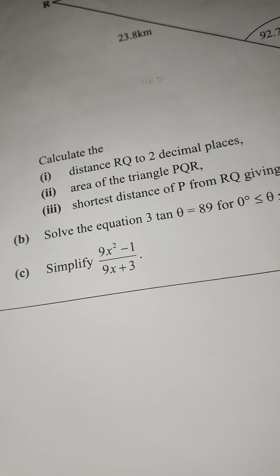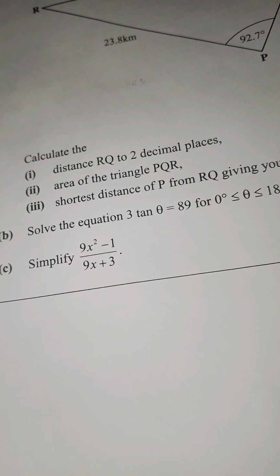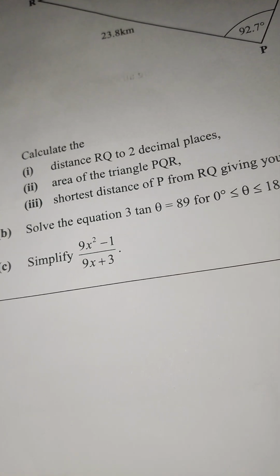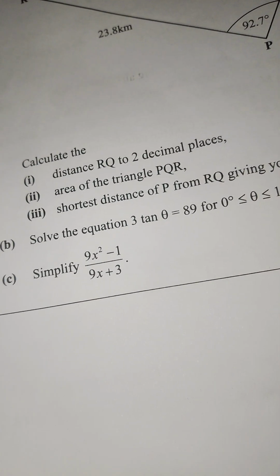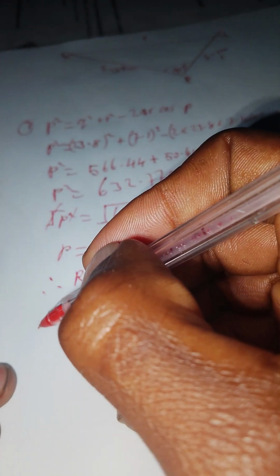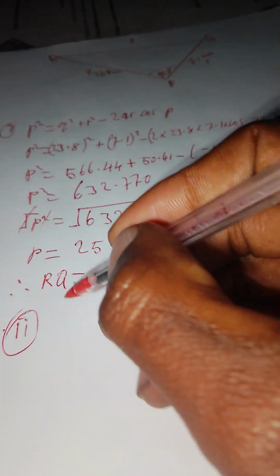Then the next part of the question is asking us to find the area of the triangle PQR. The area of the triangle. So part 2 of the question. Part 2 is saying find the area.